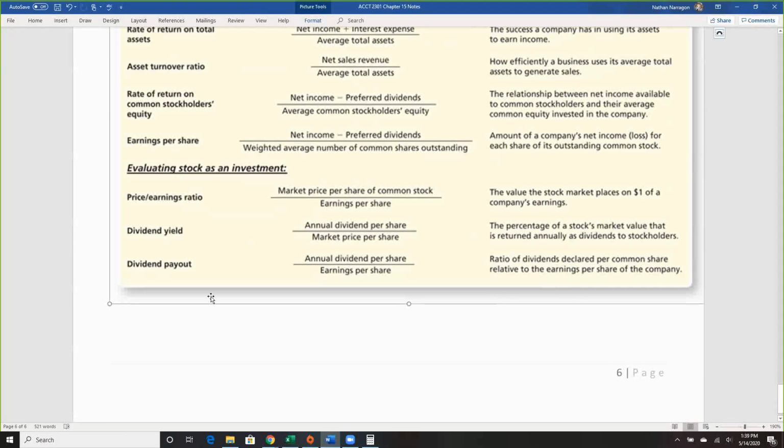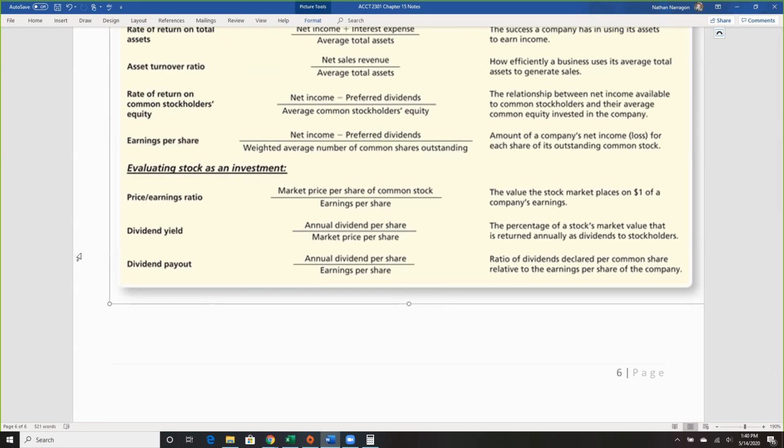And then the last batch, of course, evaluating stock as an investment. Basically this is what investors look at a lot. Everything from rate of return on the equity down is definitely what you're going to look at if you're going to be a stockbroker. This includes the price earnings ratio, market price divided by earnings per share, which is basically the value the stock market places on every dollar of a company's earnings.